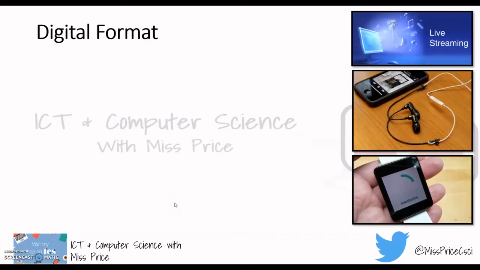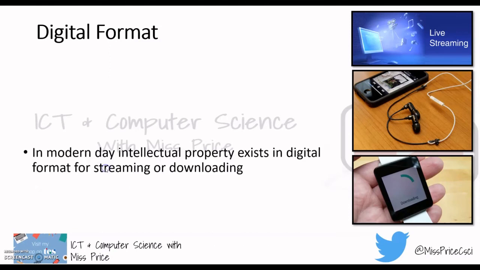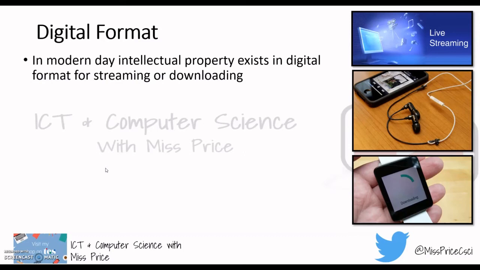Now, digital formatting. As we know, digital formatting has become more and more frequent. For example, we can upload things on YouTube, we can upload things on the internet anywhere. Pinterest, for example, Wikipedia. We can live stream. So there are so many sites that the internet is this massive vacuum of many possibilities, unlimited possibilities. So in modern day, intellectual property exists, but mostly in digital format for streaming or downloading.